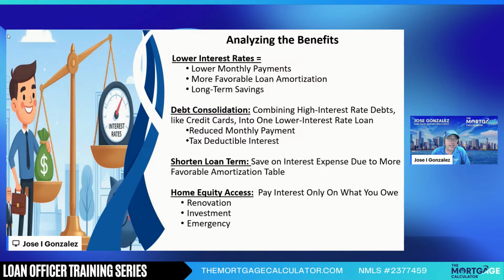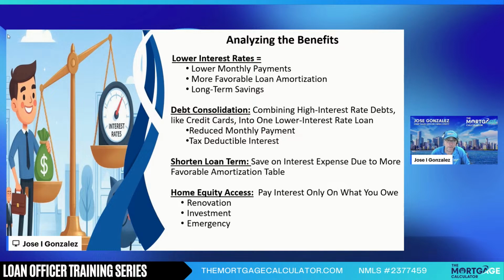And then the last benefit we're talking about there is home equity access. Now, this would be a number of ways. You're either refinancing the first, or you're getting a second mortgage, maybe a HELOC, fixed rate HELOC, or variable rate HELOC. Remember, on the HELOCs, you only pay interest on what you owe.